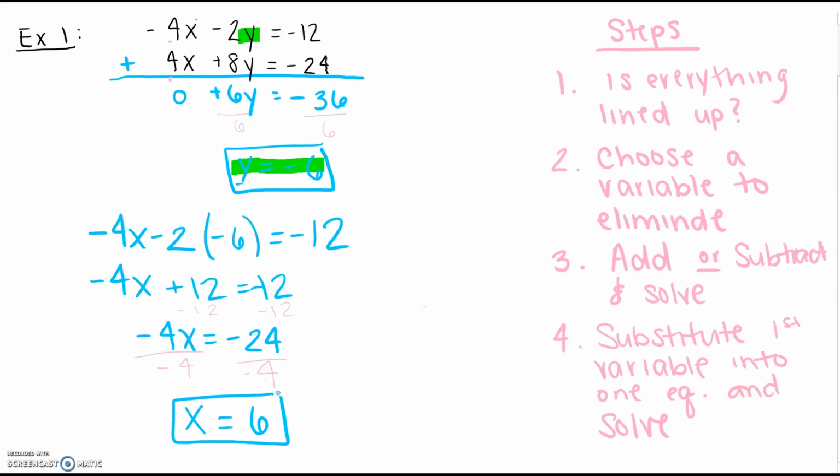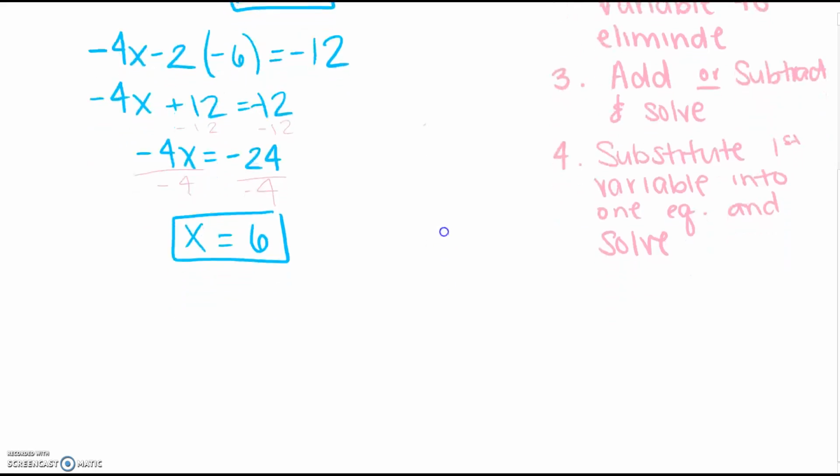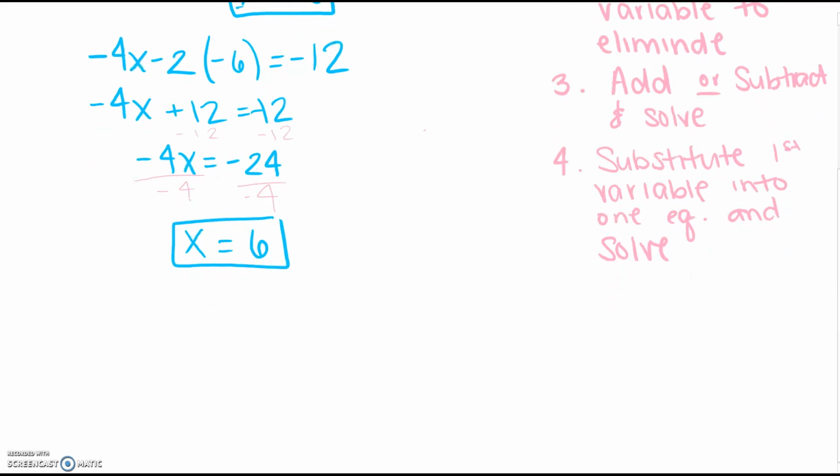So because this is a system, we need to write our solution as a coordinate point. So the solution is going to be 6, negative 6.